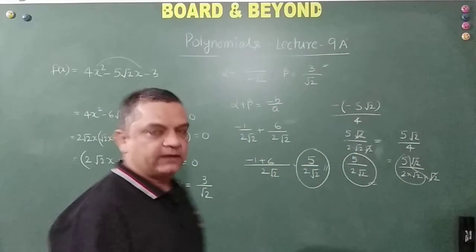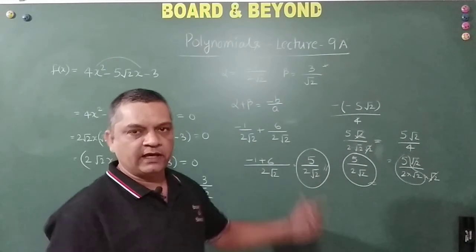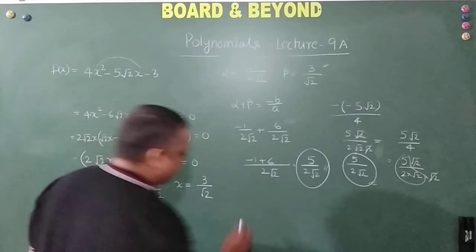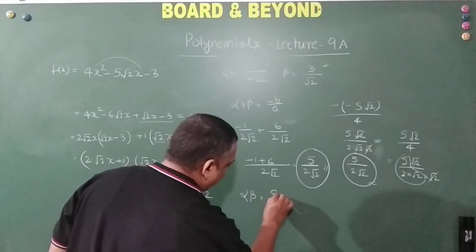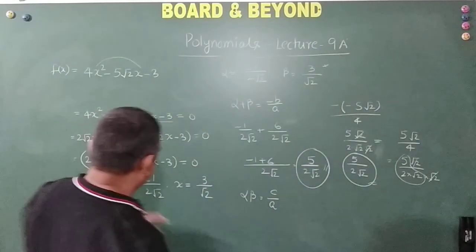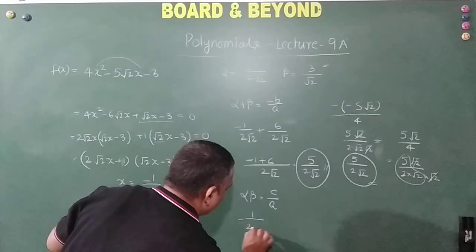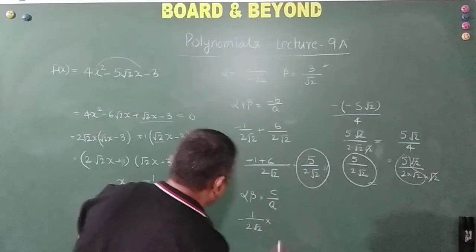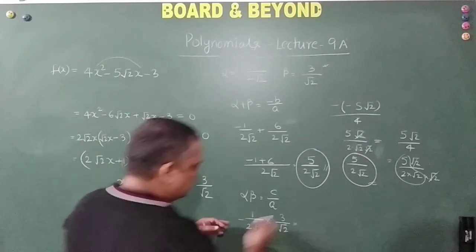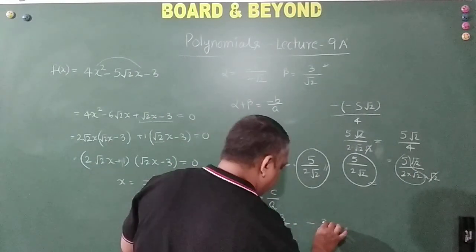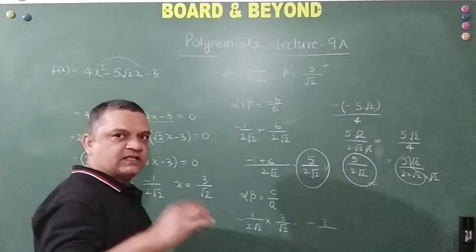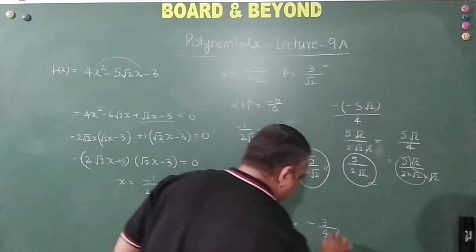Okay, so we have verified that alpha plus beta is equal to minus b by a holds good for this quadratic polynomial. Now let's quickly do alpha into beta, my friends. Okay, alpha beta is equal to c by a. Sorry. So what is alpha? Alpha is this, minus 1 by 2 root 2 into 3 by root 2. How much does it give us? So this is minus 3 divided by 2 root 2 into root 2, that is nothing but 2 into 2, which is equal to 4. Minus 3 by 4, right?